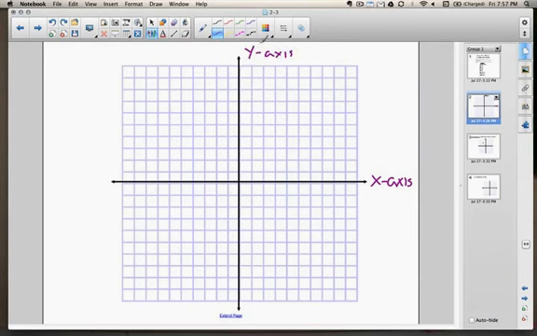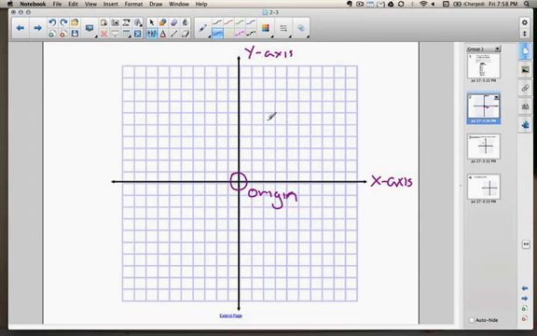I always remind students that you can remember which one's the y, because the letter Y has a tail that comes down, and the y-axis is the one that comes down, like the tail of a Y. Another thing that we need to know is this point right here in the middle, where the x and the y-axis cross, is known as the origin. So this is the origin here.